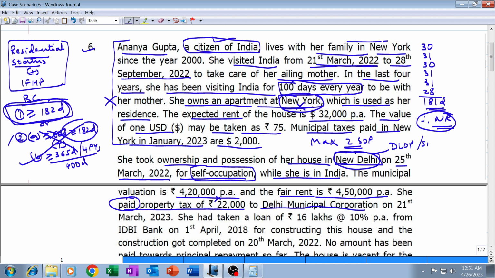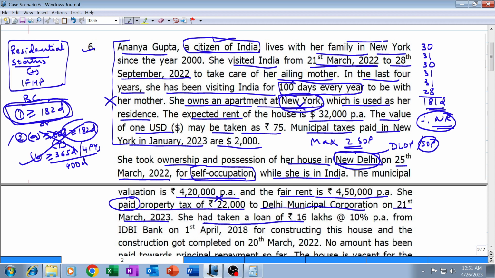If it turns out to be SOP, which we will check, if it is SOP, then municipal tax cannot be claimed as deduction because SOP property calculation begins with net annual value NAV. She paid it on 21st March 2023, current year. Payment has been made, but we will check what is the status of this property.